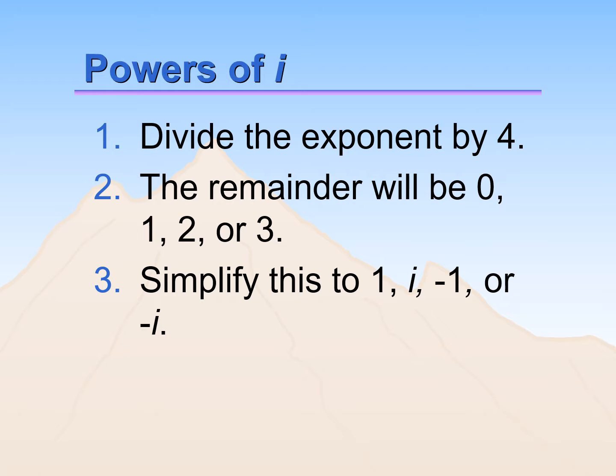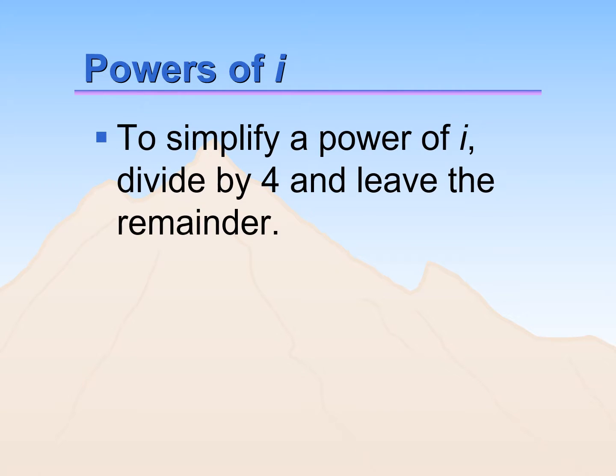If your remainder is 1, it's going to be i. If your remainder is 2, it's going to be negative 1. If your remainder is 3, it's going to be negative i. So to simplify a power of i, divide by 4 and leave the remainder.